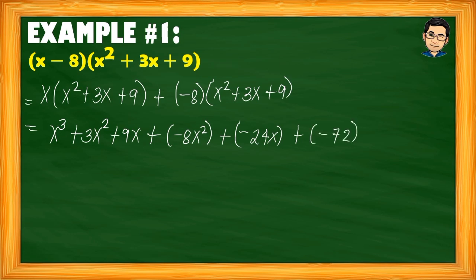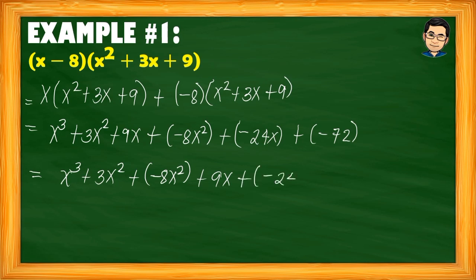And then, we combine like terms. So, yung x cubed, wala po siyang kamuka. So, copy lang. And then, 3x squared plus negative 8x squared. Yun yung mga like term. Next, 9x plus negative 24x, and then minus 72.